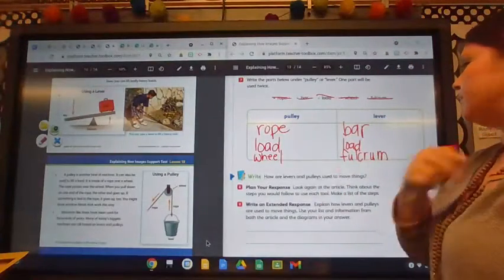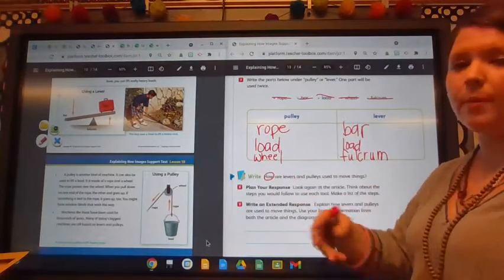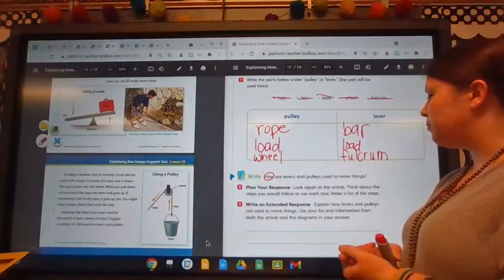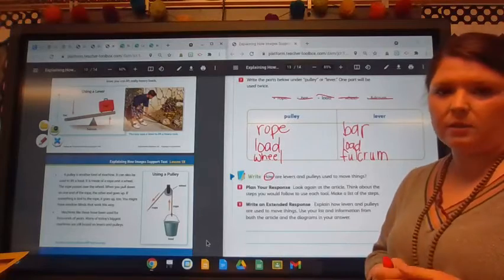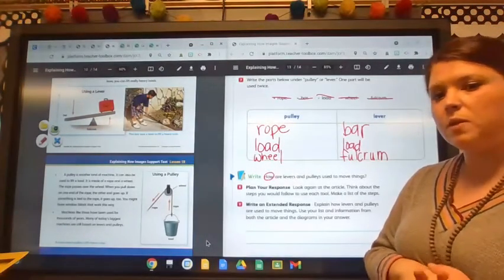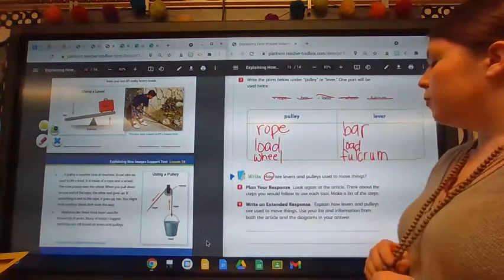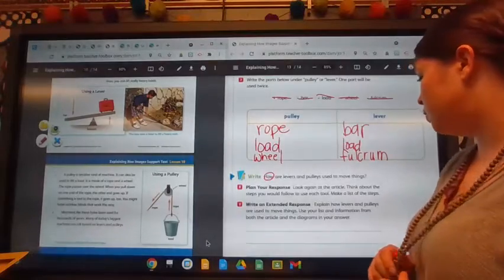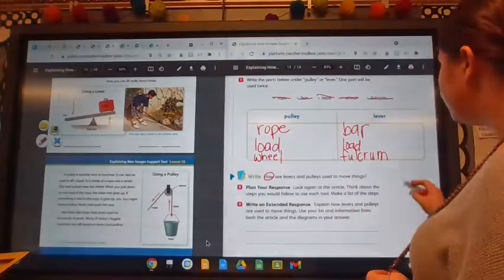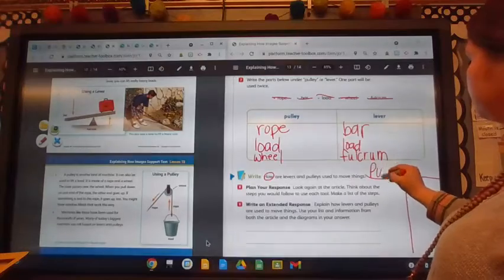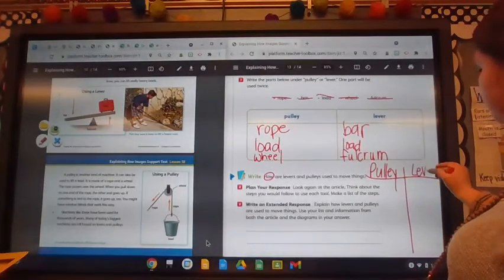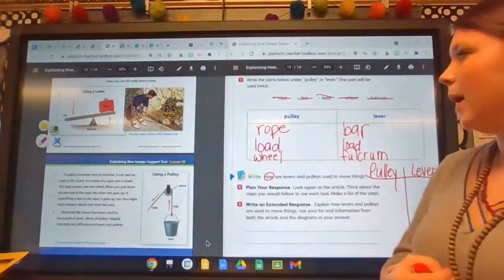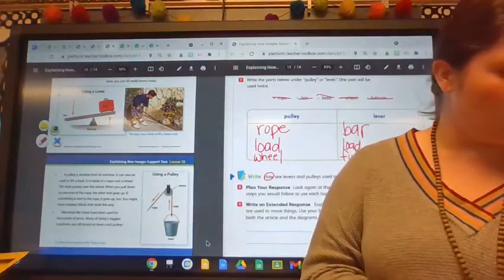Now we need to plan our response to answer the question, how? Remember, how means in the way or the way that something is done. In what way are levers and pulleys used to move things? Planning our response says, look again at the article. Think about the steps you would follow to use each tool. Make a list of the steps. So I'm going to quickly make a list. Pulley and lever. If I'm going to use the pulley, what steps do I need to take to use this tool?